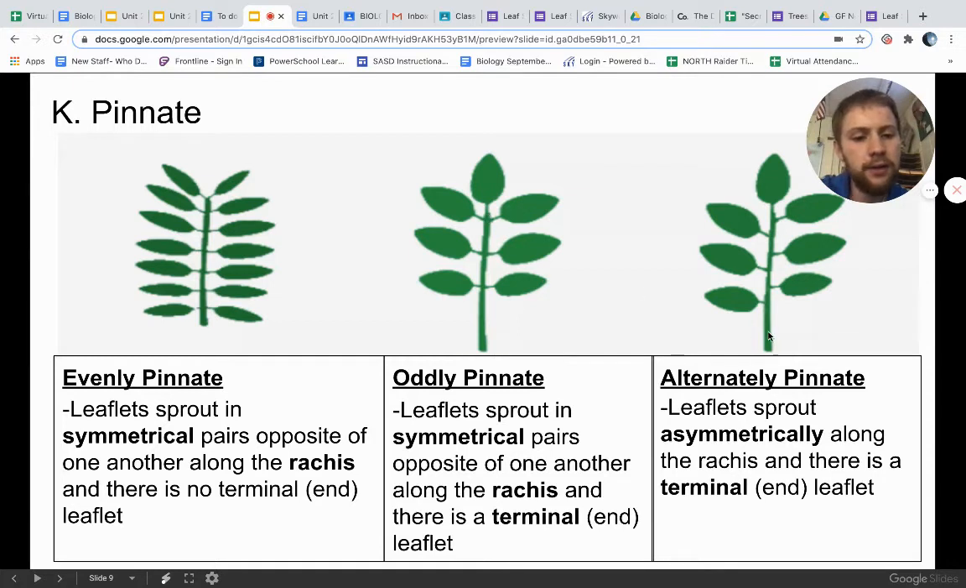And then alternately pinnate is essentially like odd, but then they are asymmetrical. So the leaflets sprout asymmetrically along the rachis. You can notice that they're not directly across from one another. They're staggered a bit. And there is a terminal leaflet here as well, okay?